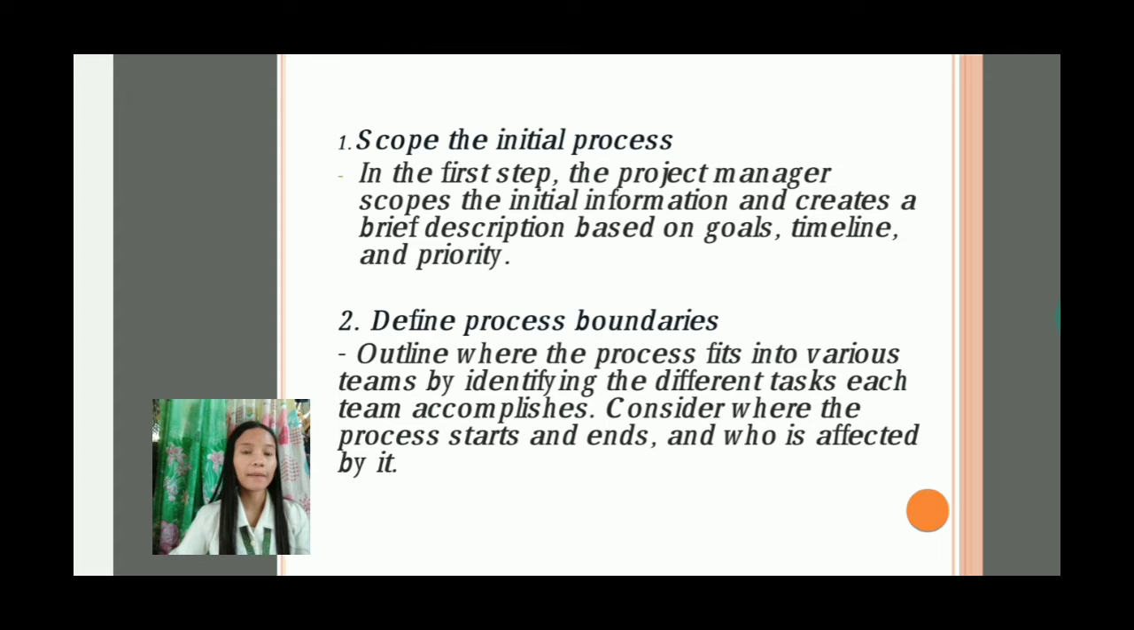In the first step, the project manager scopes the initial information and creates a brief description based on goals, timeline, and priority. The second one, define process boundaries. So, outline where the process fits into various teams by identifying the different tasks each team accomplishes. So, consider where the process starts and ends and who is affected by it.